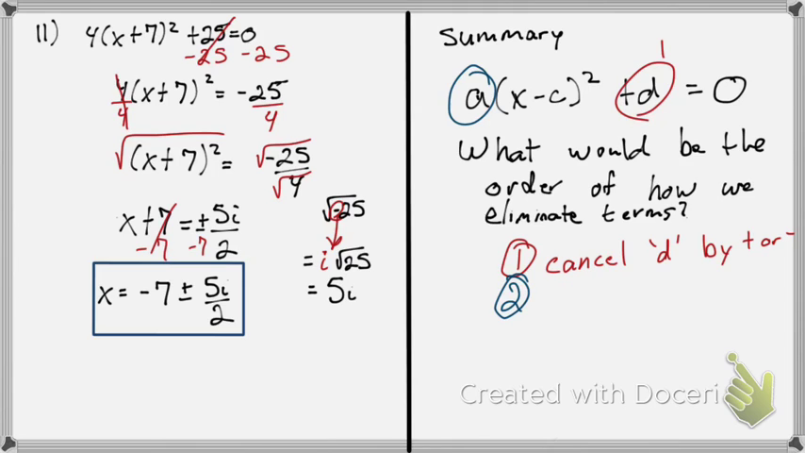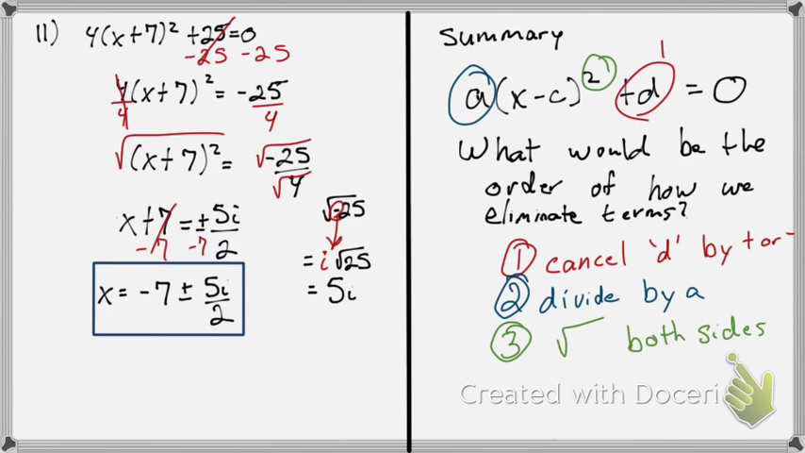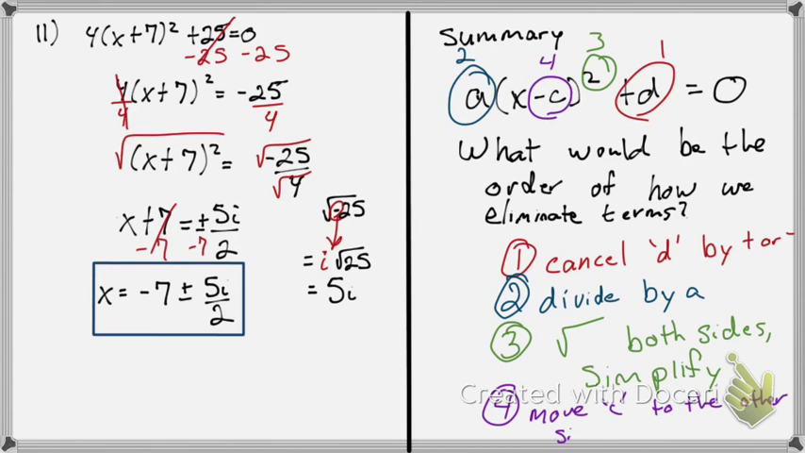The second thing we'd want to cancel out is the a term, and we would divide both sides by a, unless it happened to be a fraction, in which case we'd multiply. And then we've always canceled out the square term next. We cancel out the square term by square rooting both sides. Make sure you simplify any square roots, and don't forget your plus and minus. The final thing that we would have to get rid of is the c value that's actually inside the parentheses with the x. And so we're going to move that to the other side the same way that we moved the d value earlier. And again, please don't forget the plus and minus.